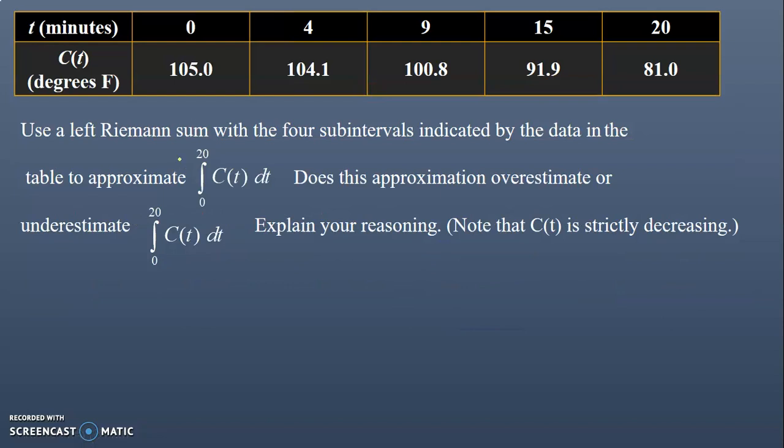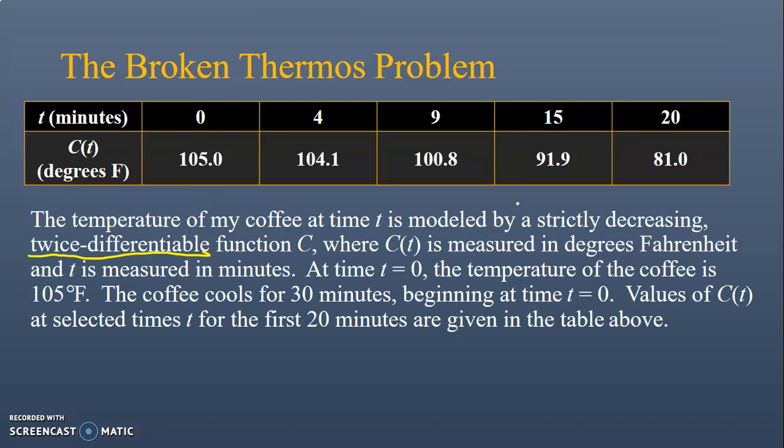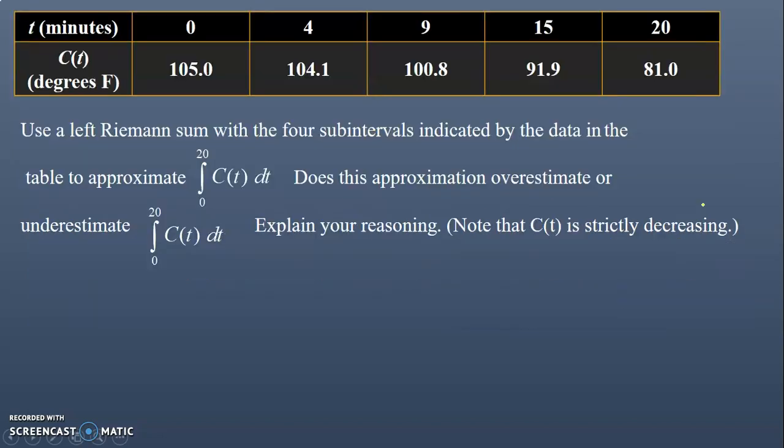All right. So this first problem we're going to look at, it says use a left Riemann sum with the 4 subintervals indicated by the data in the table to approximate the integral from 0 to 20 of c of t dt. And then does this approximation over or underestimate that integral, explaining my reasoning. Keep in mind that on the previous slide, we said that the temperature is strictly decreasing. That's going to be important in answering this question.